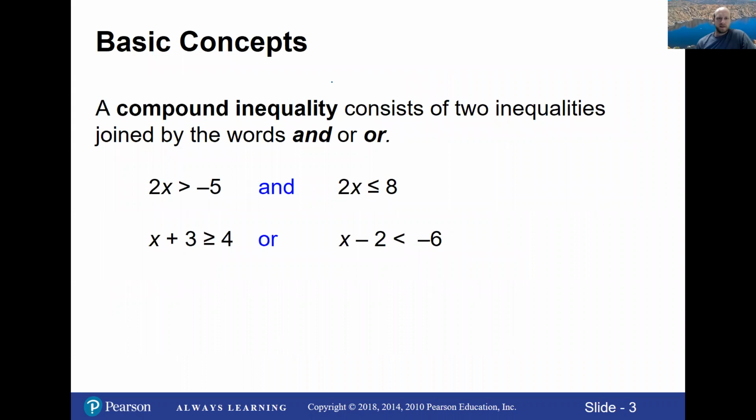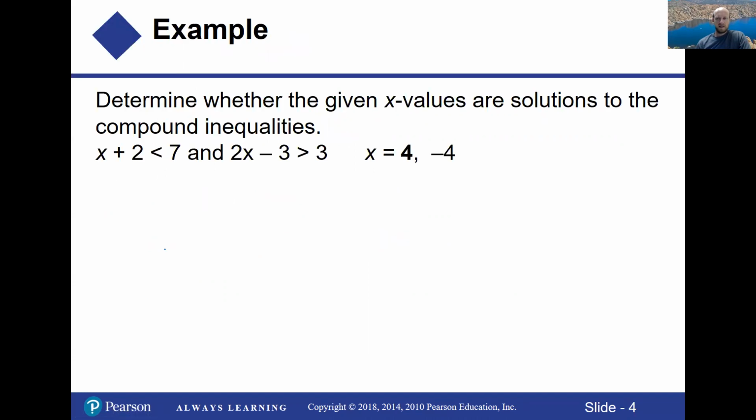So some basic concepts. A compound inequality consists of two inequalities. When I say inequality, there's no equal sign. There's either a greater than, a less than, a greater than or equal to, or a less than or equal to. But a compound inequality is two inequalities joined by the words "and" or "or." So we have these examples right here. If it's an "and" statement, both of the inequalities must be true to make that compound inequality true. If it's an "or," we only need one of the two or both to be true for that to be true. So let's do an example here.